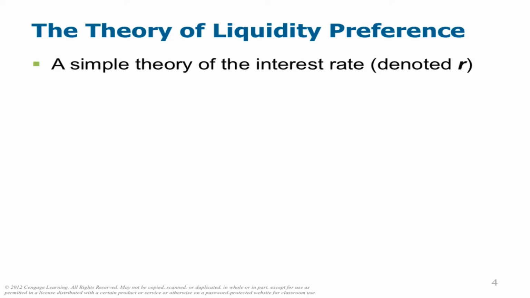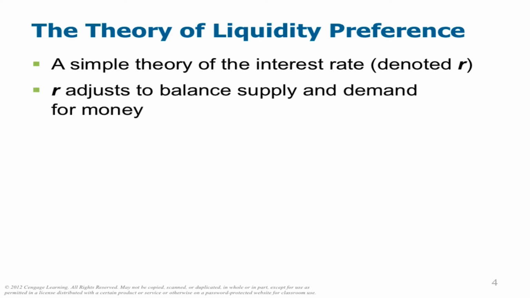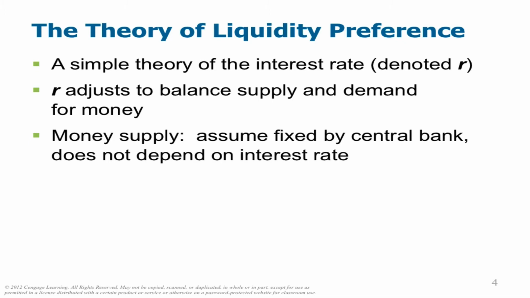All right. So this is a real simple theory about interest rate. Interest rate is always lowercase r. The interest rate is always going to adjust to balance the supply of money and the demand for money. Remember that the money supply is always fixed. It does not depend upon r, but it is set by the central bank, which is for us the Federal Reserve. Got to get a battery for my remote.